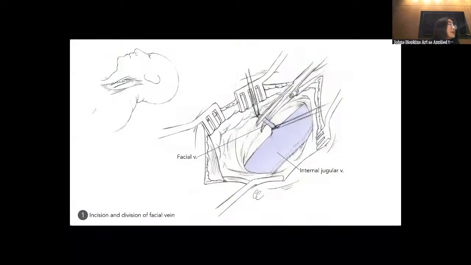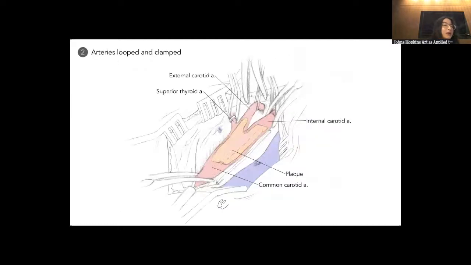Starting with my sketches, an incision is made over the anterior border of the sternocleidomastoid muscle. The platysma muscle and carotid sheath are divided, revealing the internal jugular vein. The facial vein, branching off, typically lies over the carotid bifurcation and is ligated and divided. The internal jugular vein can then be retracted laterally, revealing the common, internal, and external carotid arteries, as well as the superior thyroid artery. The arteries are looped, and the internal, common, and external carotid arteries are clamped in that order.